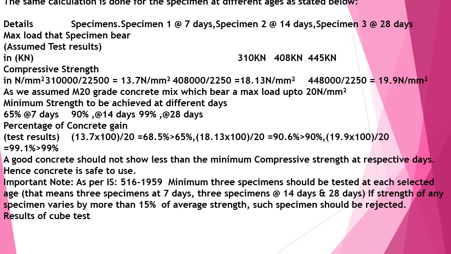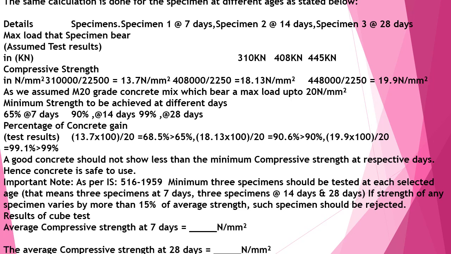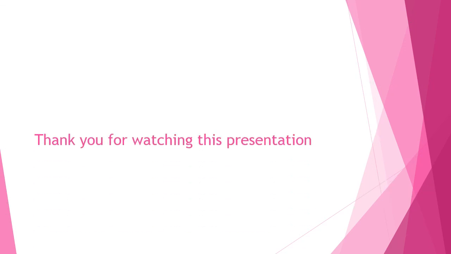Important notes: as per IS 516, a minimum of 3 specimens are to be tested at each selected age. That means 3 specimens at 7 days, 3 specimens at 14 days and 3 at 28 days. If the strength of any specimen varies by more than 15% of the average strength, such specimens should be rejected. Result of the cube test: average compressive strength at 7 days, newton per mm square; average compressive strength at 28 days, newton per mm square.